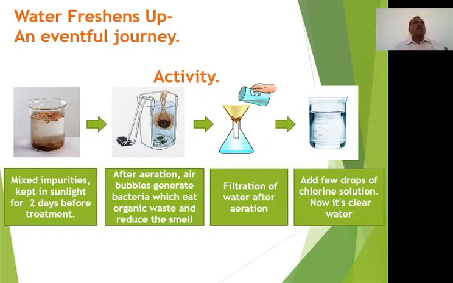First step, prepare a dirty water sample. Second step, aerate. In aeration, air bubbles generate bacteria which eat organic waste and reduce the smell. Third step, filter the solution after aeration, and the last step is to chlorinate the filtered solution for further purification. I have prepared a video of this activity that will help you understand it in detail. Let us have a look.